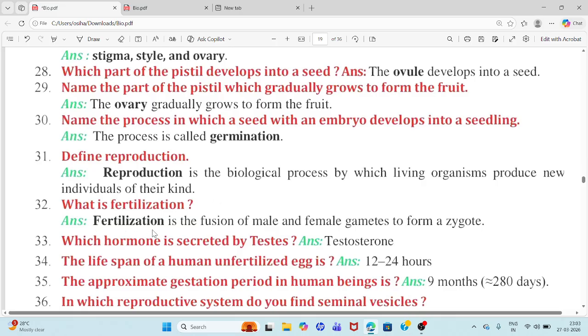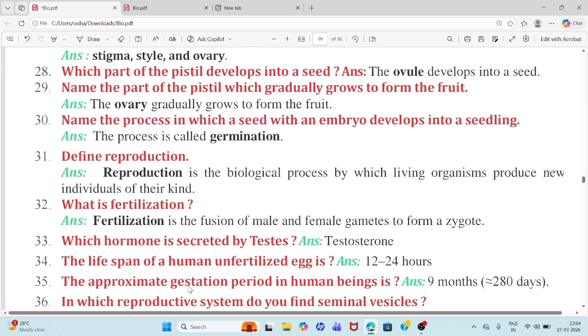What is fertilization? Fertilization is the fusion of male and female gametes to form a zygote. The fusion of male and female gametes is called fertilization. Which hormone is secreted by this? Answer is testosterone. The lifespan of a human unfertilized egg, answer is 12 to 24 hours.